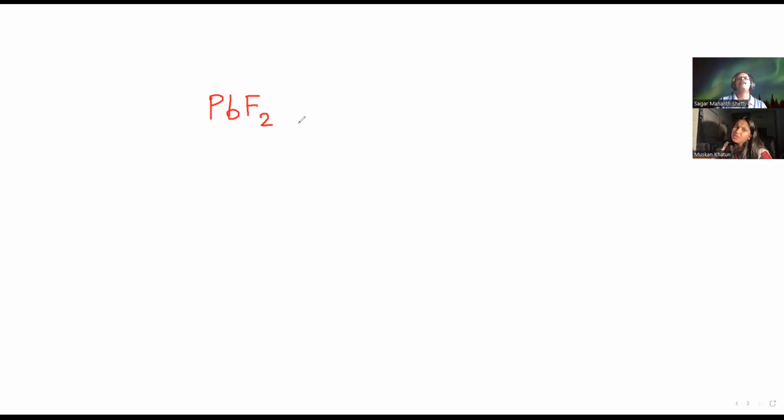What's the charge? It's -1. No, it's only F2. So what would that mean? I have lead, which is one particular element here, plus I have fluorine with me, and fluorine is a negative ion. Lead is in aqueous form and fluorine is also in aqueous form. Lead fluoride is in a solid form.